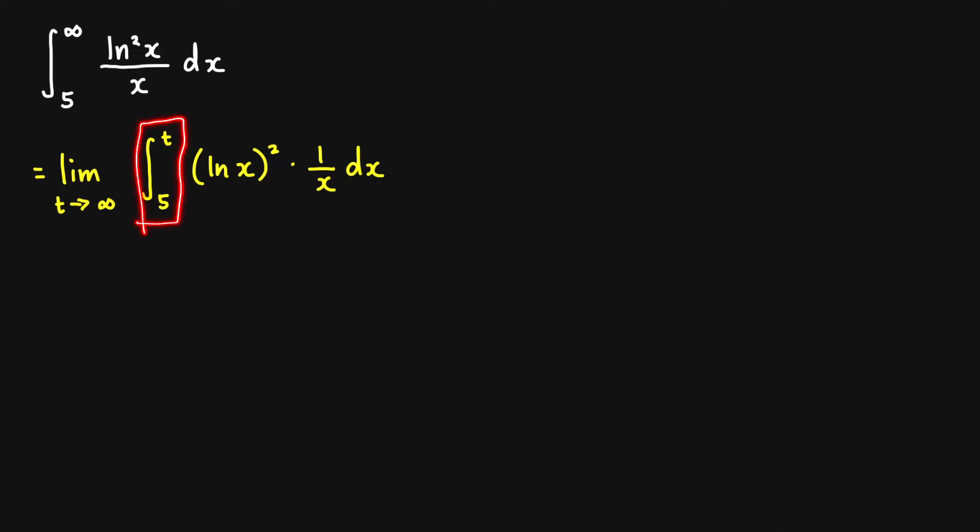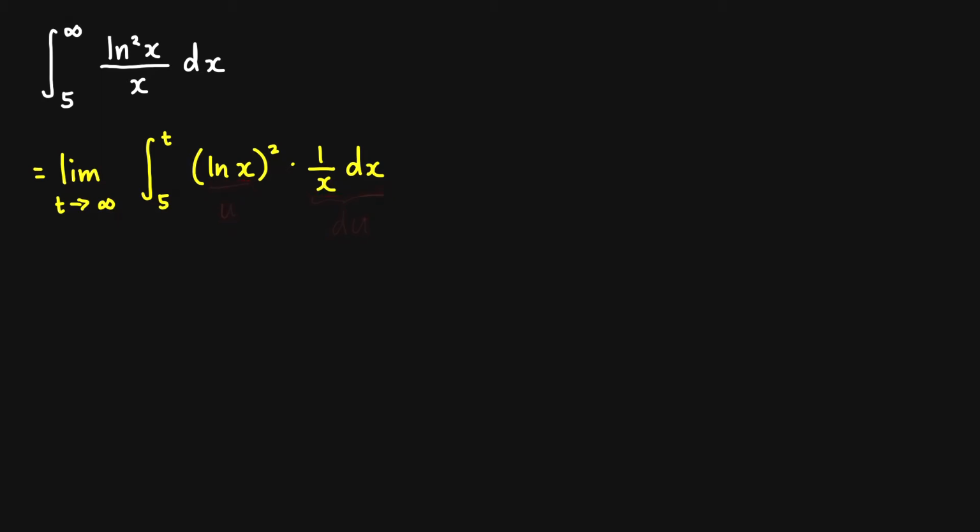Again, the first step here is to write it as a limit. So the limit of this integral from 5 to t as t approaches infinity. And why did I write our integrand in this form? Because it looks like this can be evaluated by u-substitution. So if we think of this one to be our u, then this is just our du. So this is just the integral of u squared du.